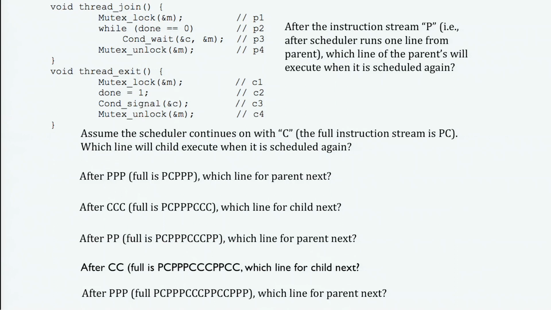All right, so what we want to imagine here is we have a parent and a child process or threads that are running, and the parent is calling join. Remember, the parent wants to wait until the child is done, and the child is calling thread exit. So what I'm showing you in this example is that if we just ran the parent with 1 tick, what would be the line that it would execute after that timer tick?